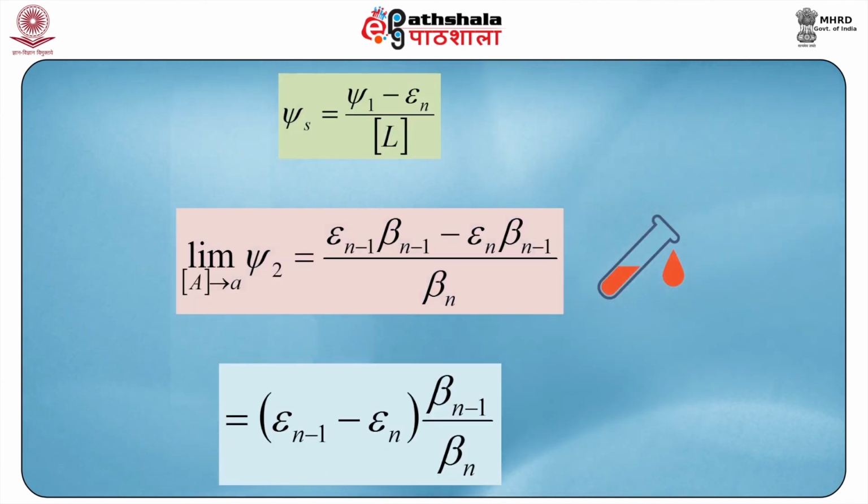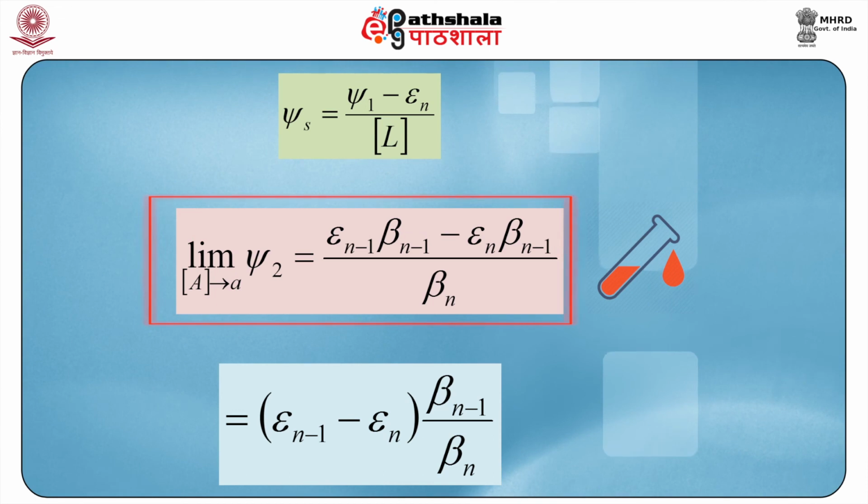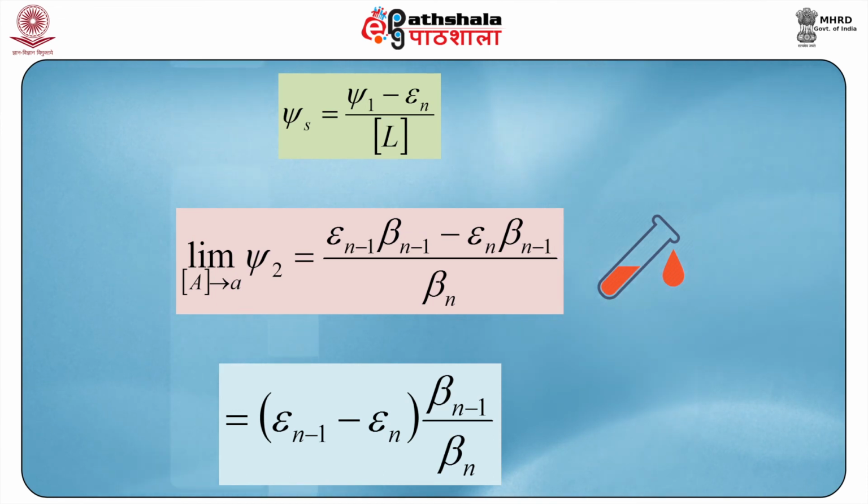Similarly, taking another function psi 2, which is represented as psi 1 minus epsilon n divided by the ligand L concentration, similarly to this equation, we can apply the limit when concentration A approaches 0. This will be shown as epsilon n minus 1 minus epsilon n beta n minus 1 divided by beta n.